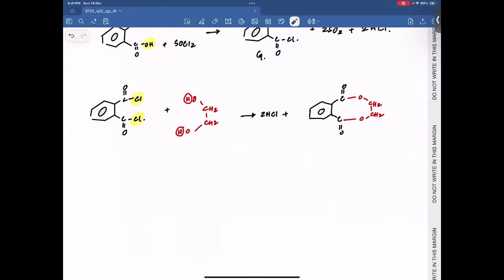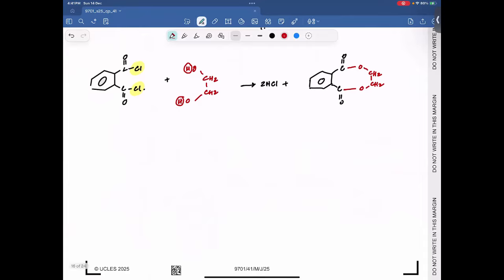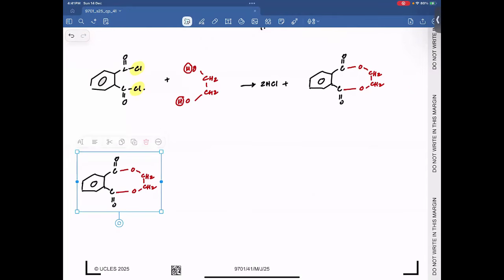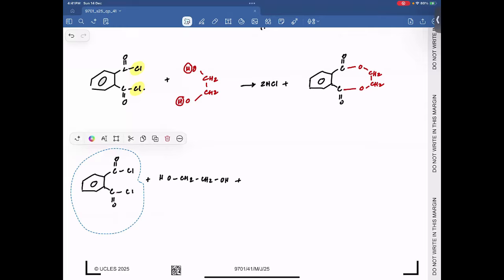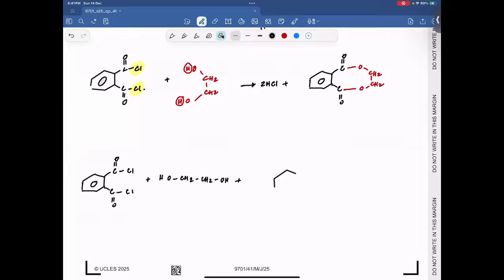Okay. Let me write down the structure first. This is Cl. This is Cl. This is OH, CH2, CH2, OH plus, let's write this structure as well. My goodness, I have to write it in reverse. Let's do the reverse. The examiner is making us do a lot of hard work for 1 mark, and that's not a good idea at all.